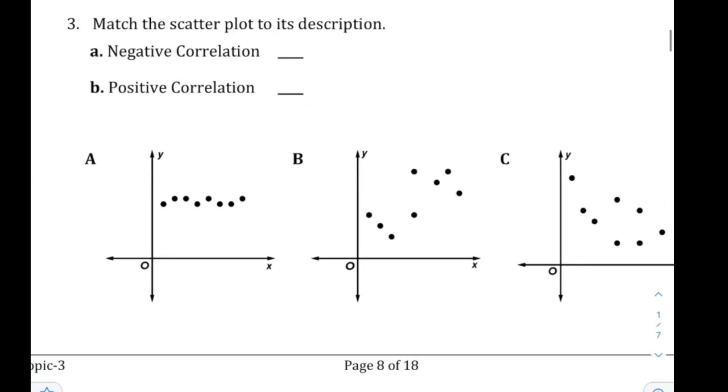Match each scatter plot to its description. Negative correlation is C and positive correlation is B, while A has no correlation.